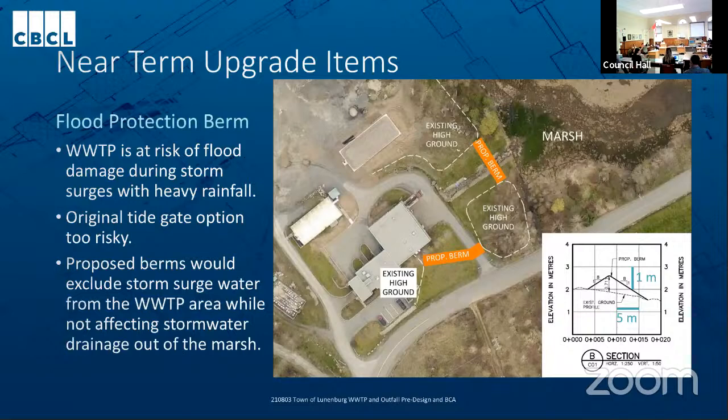The advantages of this are that it doesn't require the staff to make that decision on when to open and close the gate, and it would be able to exclude storm surge water, including predicted climate change effects, while not affecting the stormwater drainage from the marsh itself. There would be occasions on which a trailer pump would be needed to pump out the area of that lower driveway itself during a heavy rain because the marsh could be backed up so much that the water couldn't drain by gravity anymore. But it would be a manageable size trailer pump that could handle that flow. And so this is what we're now proposing for flood control at the plant.